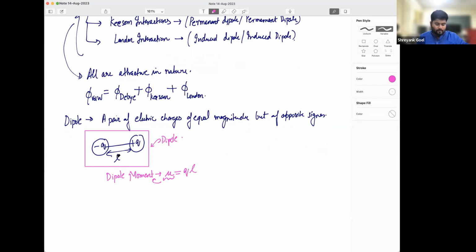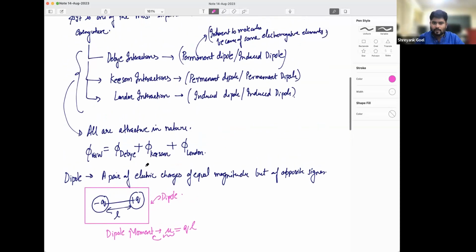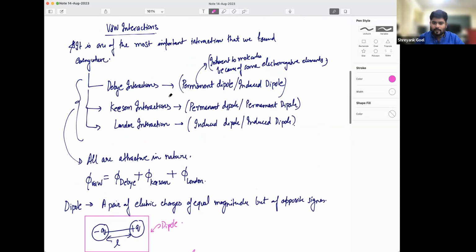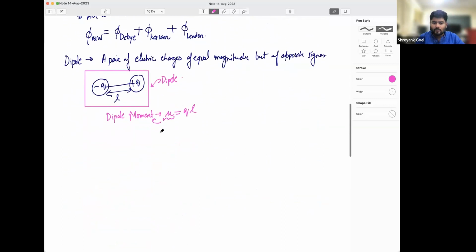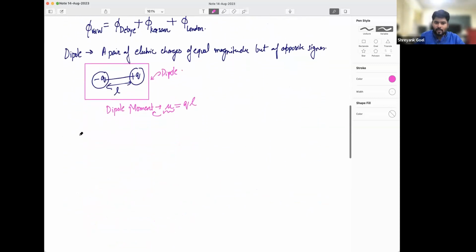So now, as we have discussed, there are different kinds of interactions which lead to different characterizations, like Debye interaction, Keesom interaction and the London interaction. So we need to understand what is permanent dipole or induced dipole. So first we'll discuss the permanent dipole.